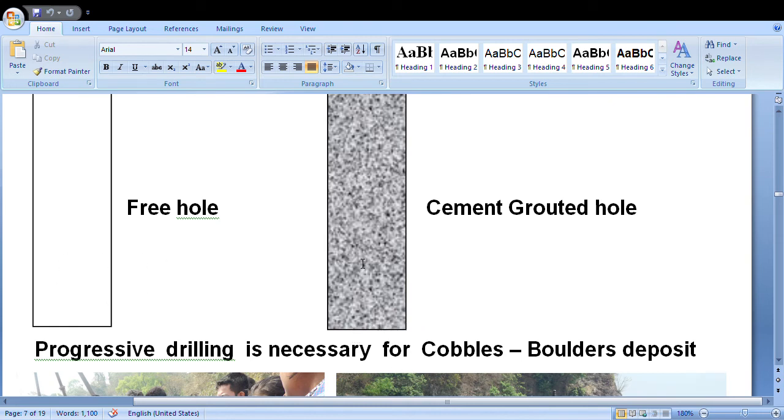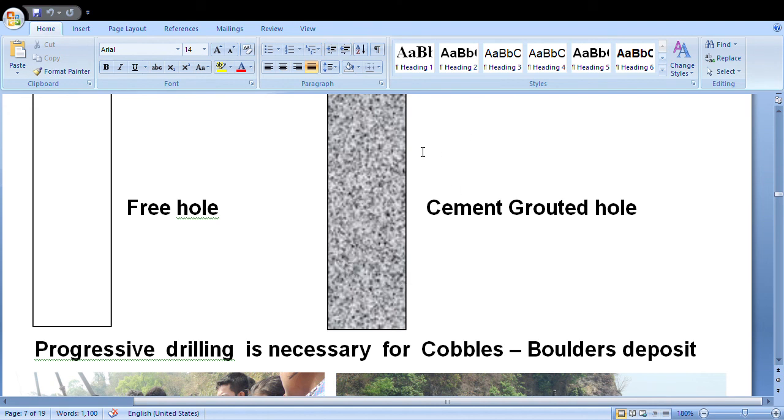So the cost of progressive drilling is almost 3 times that of normal drilling. Because first you are drilling, then you are sealing it, grouting it, then again drilling, 3 operations. However, progressive drilling is necessary for cobble boulder deposits to greater depth. For 30 meter, 40 meter, casing driving is sufficient. Below 30, 40 meter, casing driving is not at all a wise proposition. We should go for progressive drilling only.